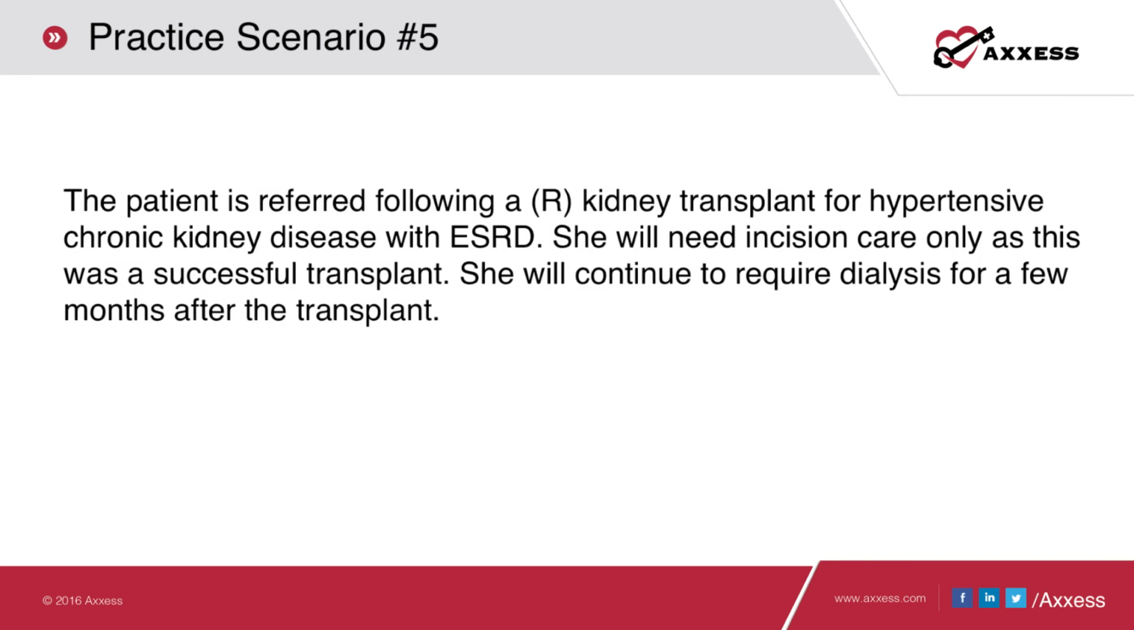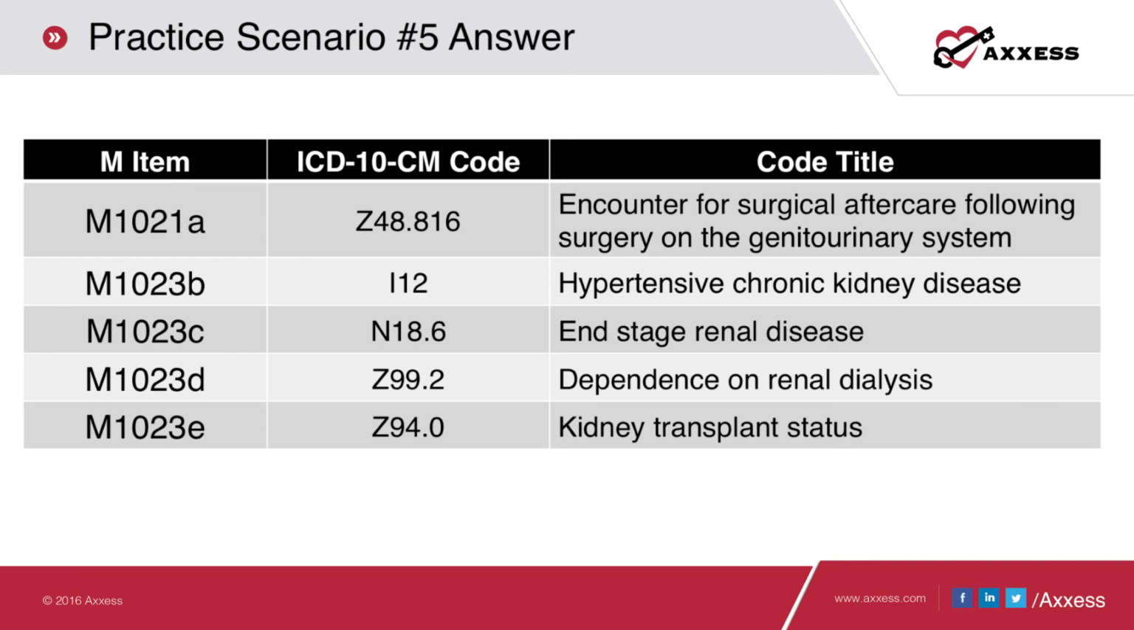All right, practice scenario number 5. You have a patient who's referred following a right kidney transplant for hypertensive chronic kidney disease with end-stage renal disease. She will need incision care only, as this was a successful transplant. She will continue to require dialysis for a few months after the transplant, however. In this case, again, you're doing surgical aftercare. There are no complications, and that code is Z48.816, encounter for surgical aftercare following surgery on the genitourinary system.